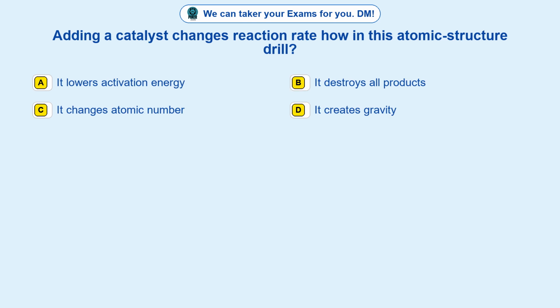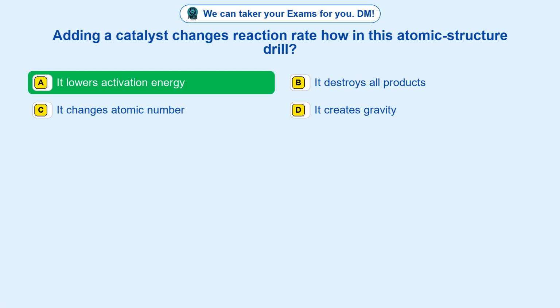Question 37. Adding a catalyst changes reaction rate how in this atomic structure drill? Option A. It lowers activation energy. Option B. It destroys all products. Option C. It changes atomic number. Option D. It creates gravity. The correct answer is option A.